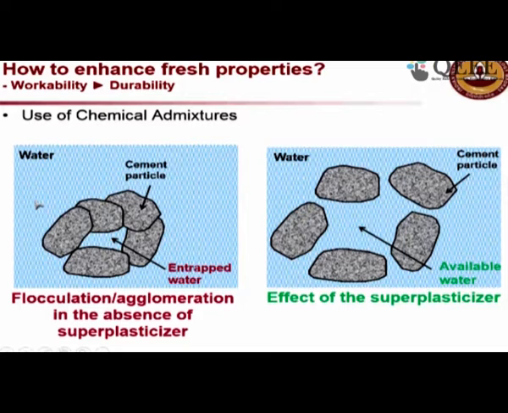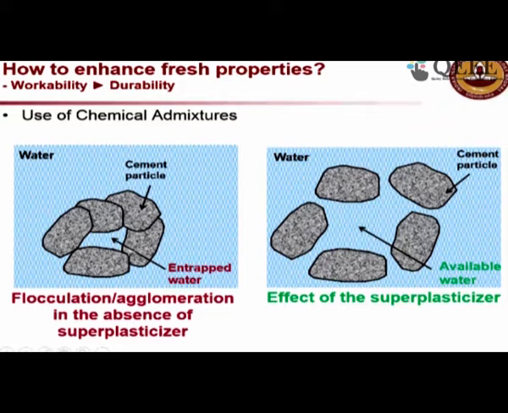As you see on this left picture, what you see is a concrete which is having a low water cement ratio, but having no superplasticizer. So what you see here is there is an agglomeration happening, where the cement particles are coming together and it traps some water in between those cement particles. So, this water is not available for ensuring good flow.